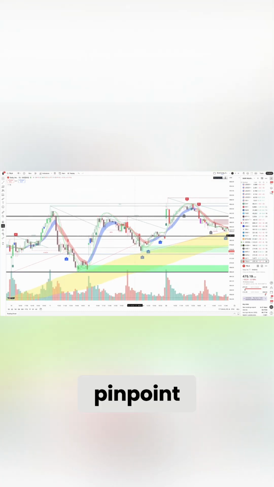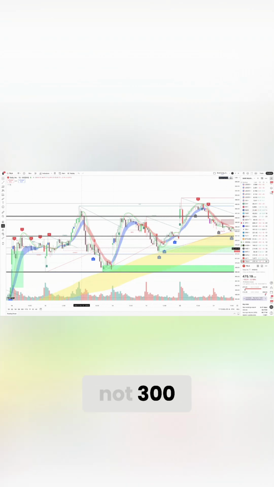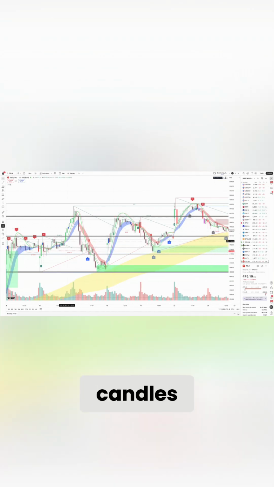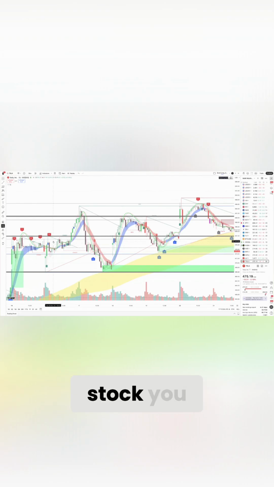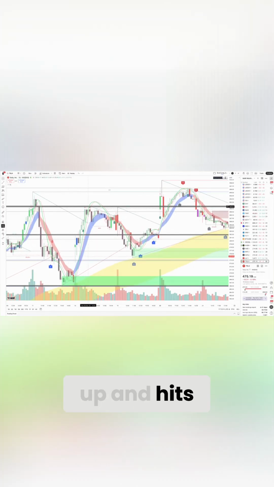Look where the price came. So these levels are pinpoint accurate because we're not allowing people to draw our levels. I'm not going on here at night and manually drawing everybody's levels out. I wrote code that goes back and looks at 400 candles, not 200 candles, not 300, but 400 candles on every time frame, no matter what stock you go to, and plots these levels out so that you can get results like this. When the stock pushes up and hits that, that's a target. That's a take profit level. So you take profit here. It pushed up again, that's a take profit level, right?